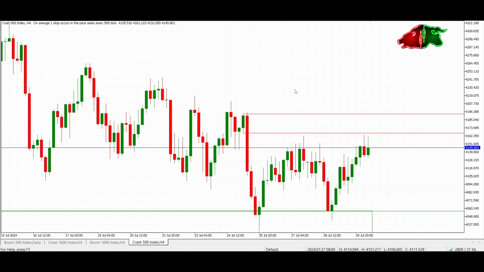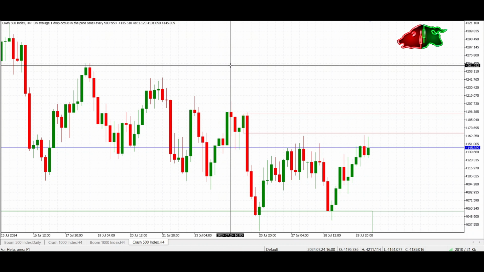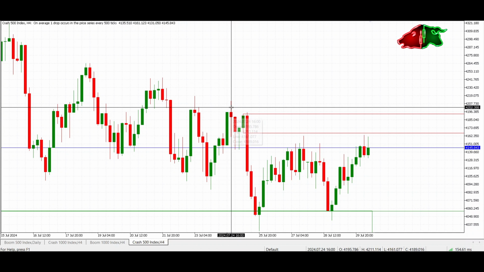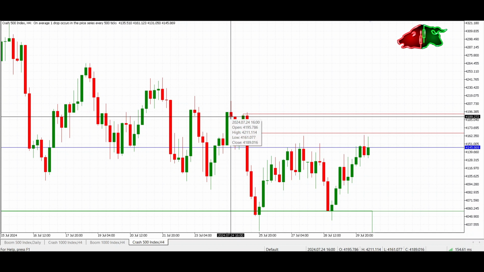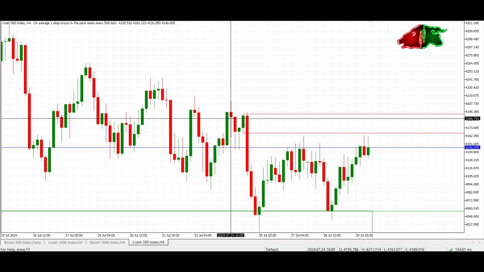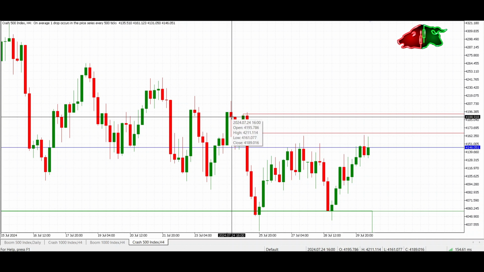Okay, so let's check this out. Look at this particular candle, this one. Look at what pops up after the date and time. Open price 4195.78. High price 4211.114. Low price 4161.077. Don't go away. I'm on a live class. Come on, respect yourself. Close price 4189.016. You understand? You see, it came out the same way: open, high, low, and close price.